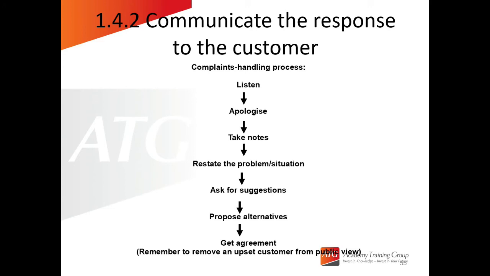Here is a process of how to communicate a response to a client who has a complaint. Firstly, when dealing with a complaint, we must listen attentively, apologize, take notes, and restate the problem or situation to ensure that you are clear. Then ask for suggestions, and once you've asked for suggestions, propose alternatives. After you've made these proposals, get agreement. Remember to remove an upset customer from public view in order to deal with them away from the public view.